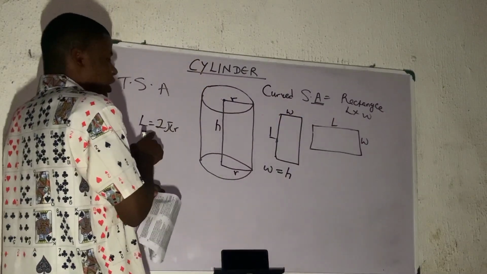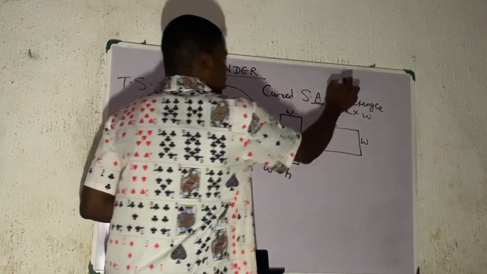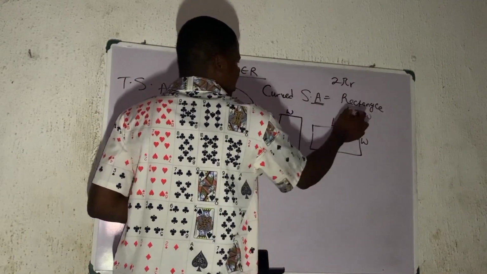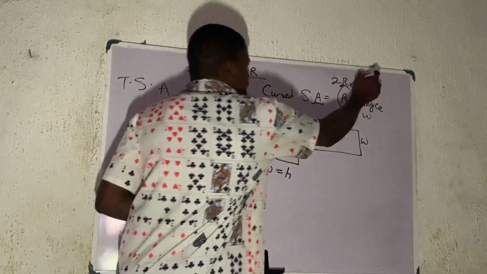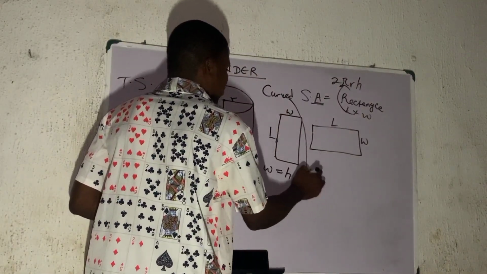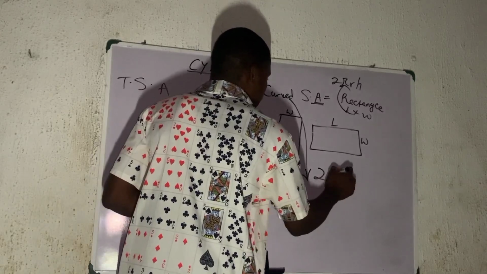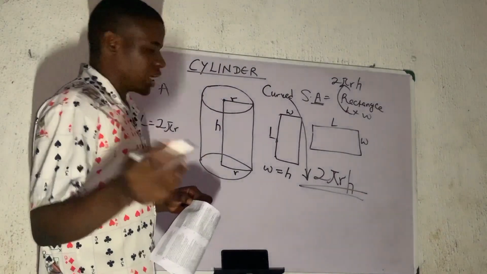Now, if you want to get the formula in terms of R and H, the length is actually 2 pi R. Then the width is actually what? H. So most times you see that the formula of the curved surface area of a cylinder is actually 2 pi RH, and that's very correct. I hope you understand.